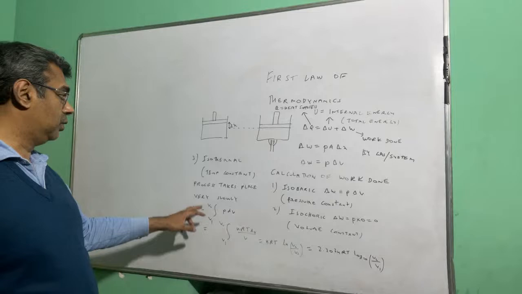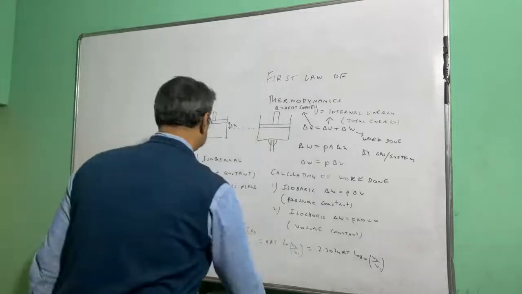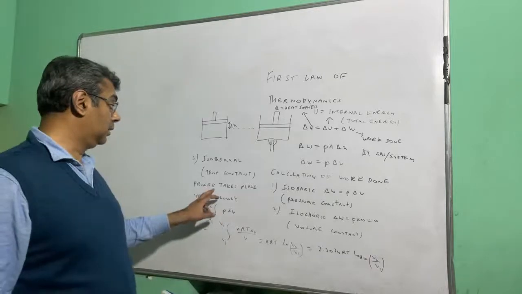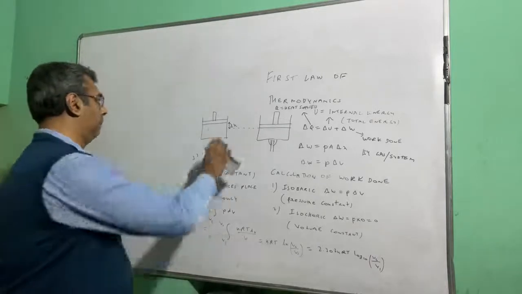So isobaric, isochoric, isothermal. And isothermal can also be said in another way: that the process takes place very slowly.